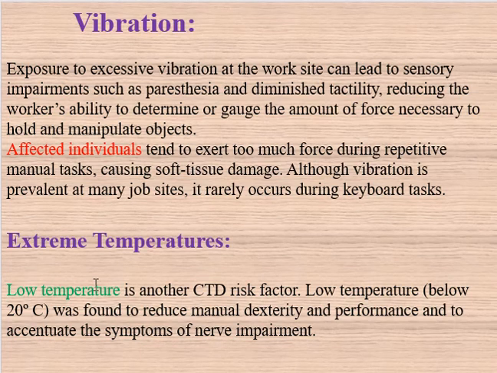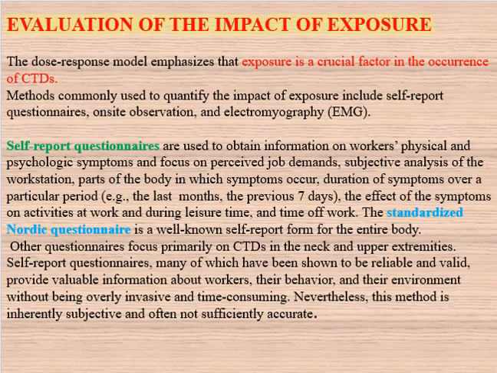Extreme temperatures. Low temperature is another CTD risk factor. Low temperature below 20 degrees was found to reduce manual dexterity and performance and to accentuate the symptoms of nerve impairment.